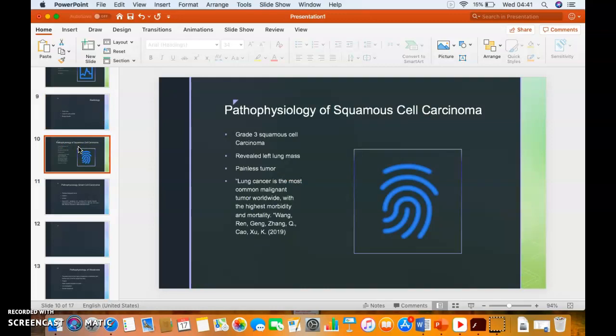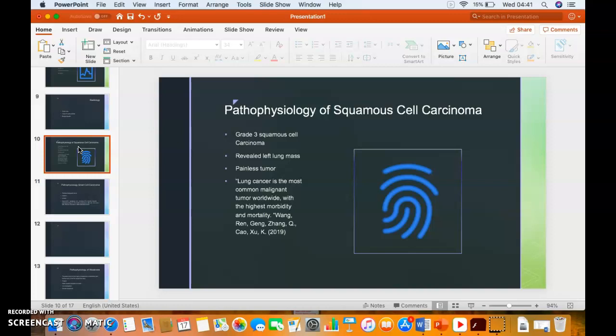Now on to the pathophysiology of the squamous cell carcinoma. Squamous cell carcinoma is a growth of epithelial cells, and in this case this patient had a grade 3 squamous cell carcinoma revealed by the biopsy. It was in his left lung mass. It appeared to be a painless tumor. It could have been a nodule as well. We're waiting on pathology to come back.